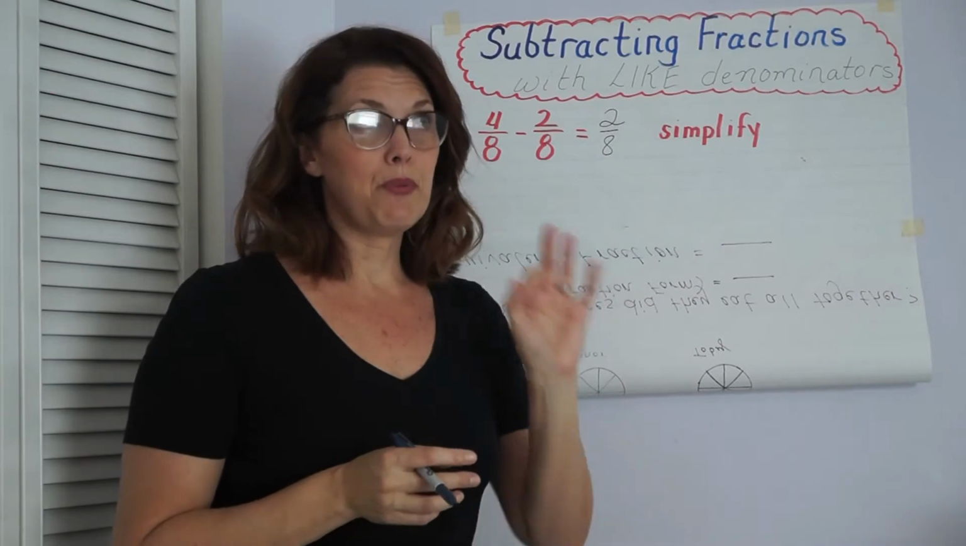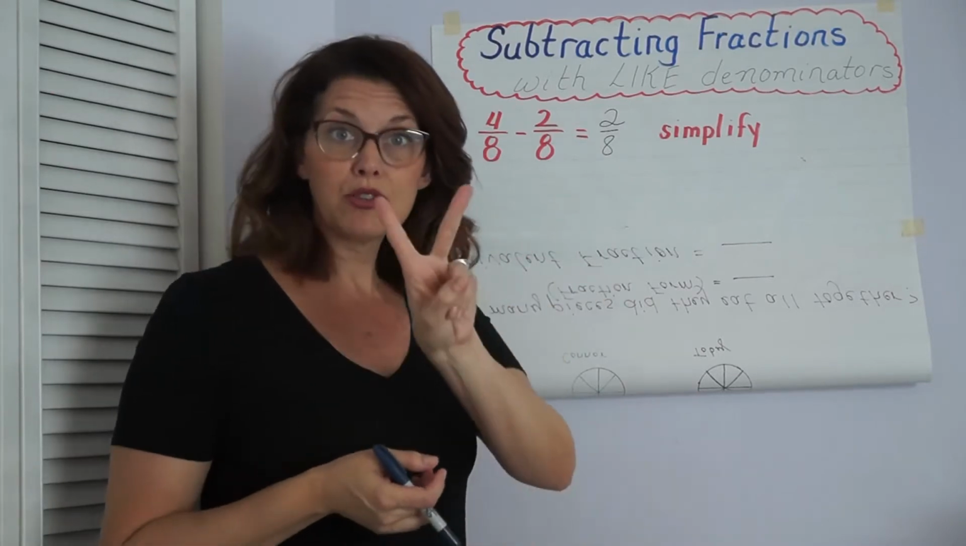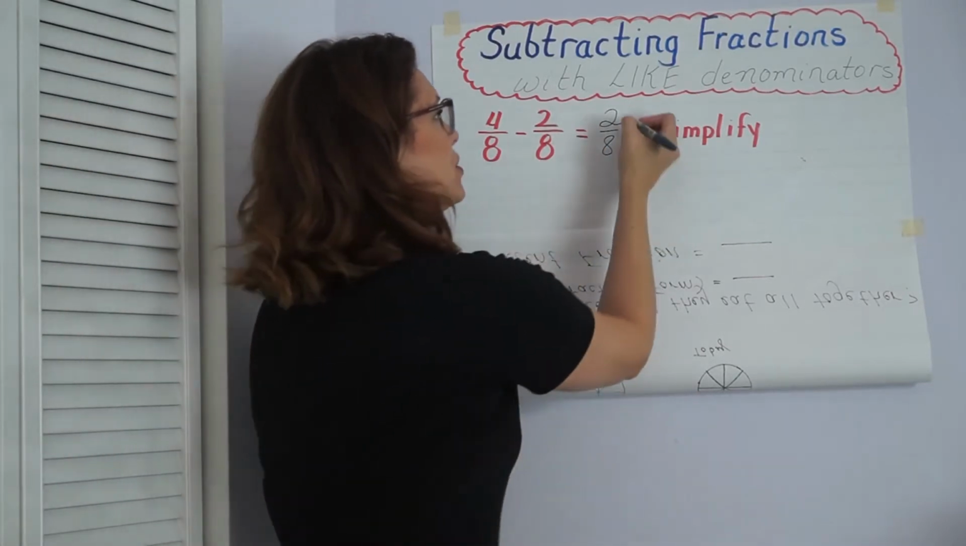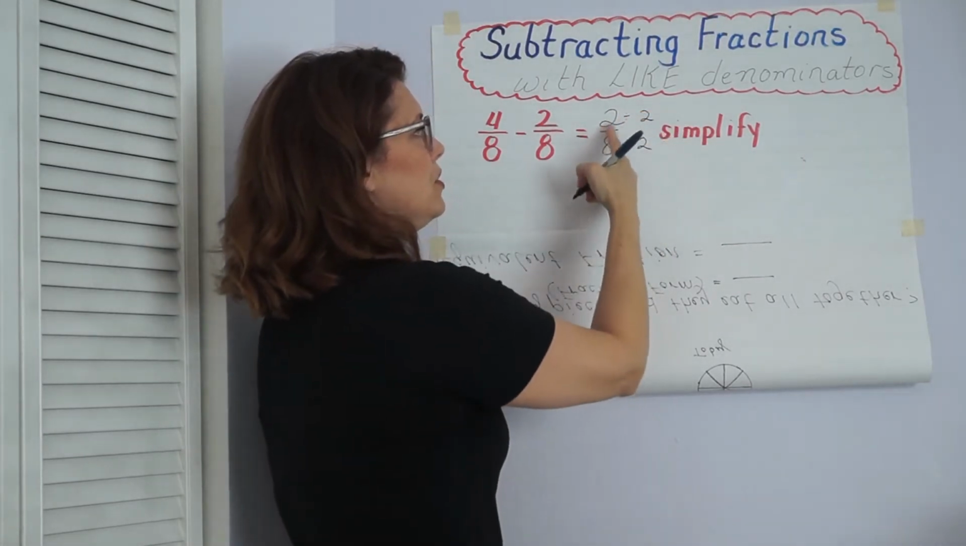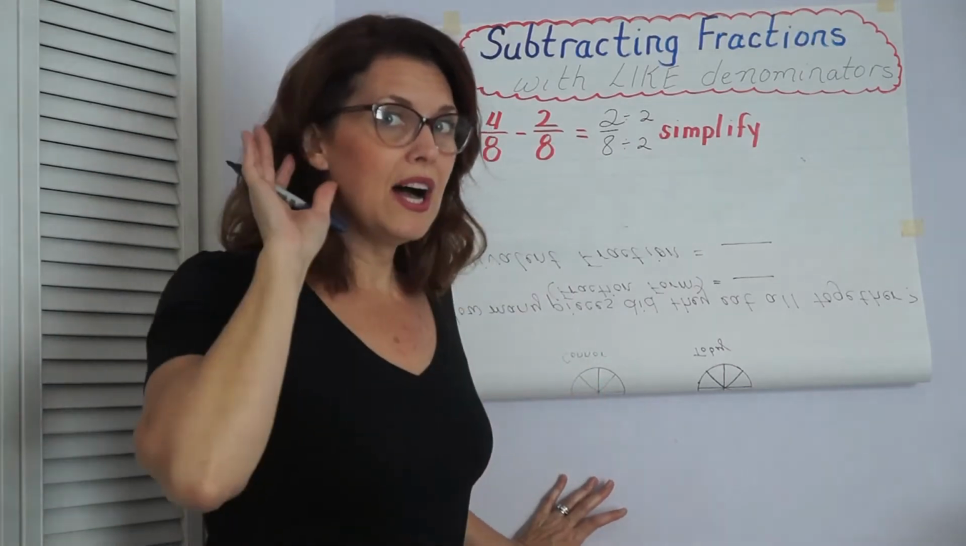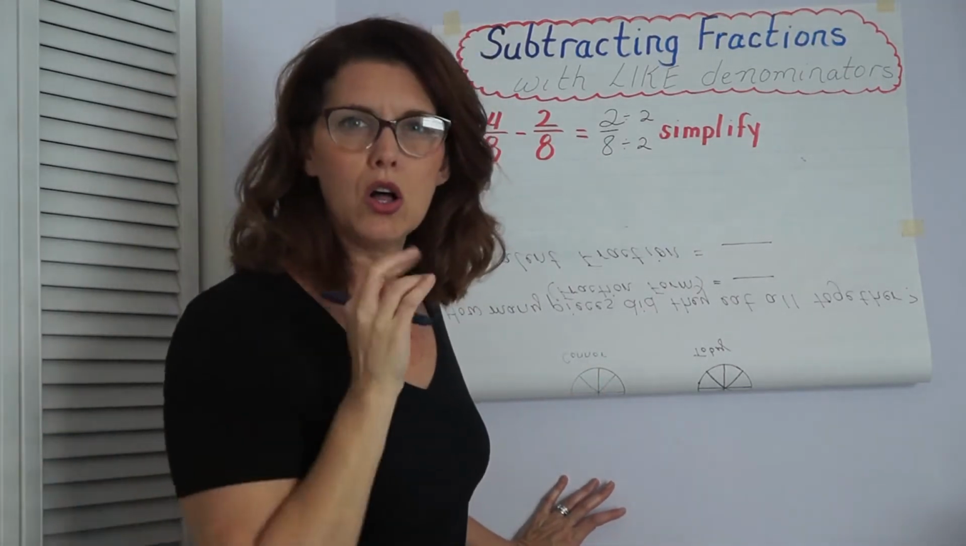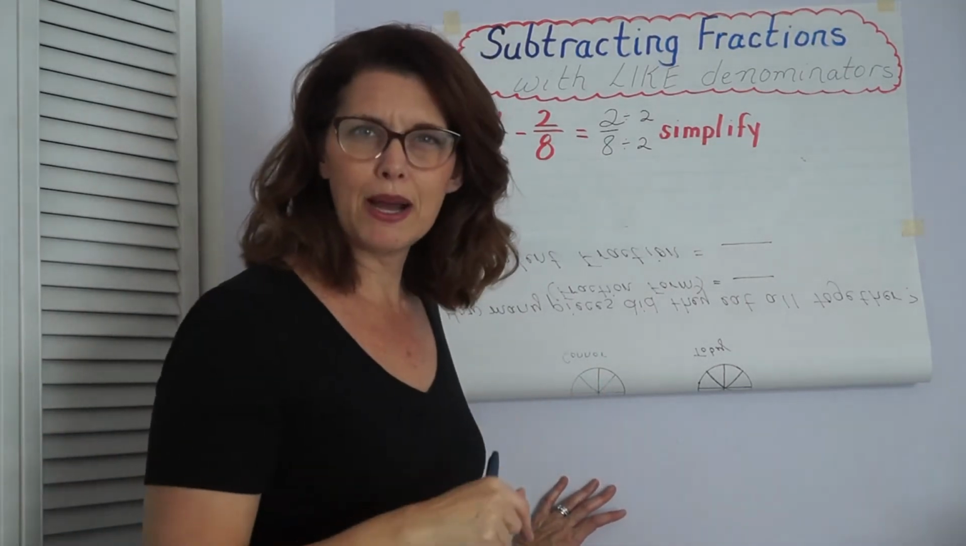Now this is not a simplified fraction because 2 and 8 have factors in common. Namely, they both have 1 in common, of course, but they also have 2, because I could divide 2 by 2, and I could divide 8 by 2. 2 divided by 2 is what? Caitlin, what's 2 divided by 2?